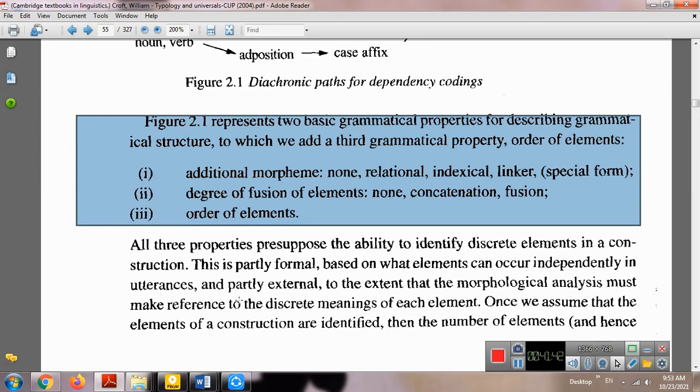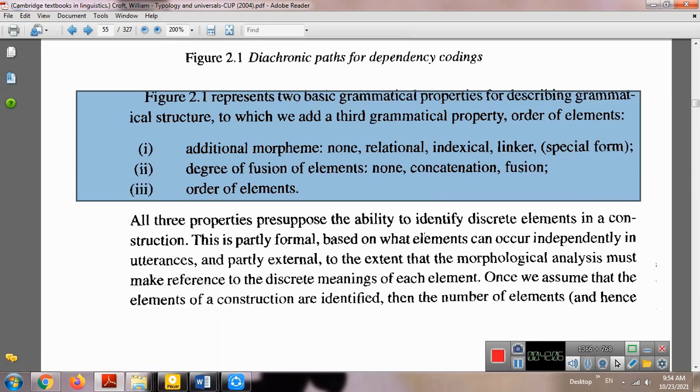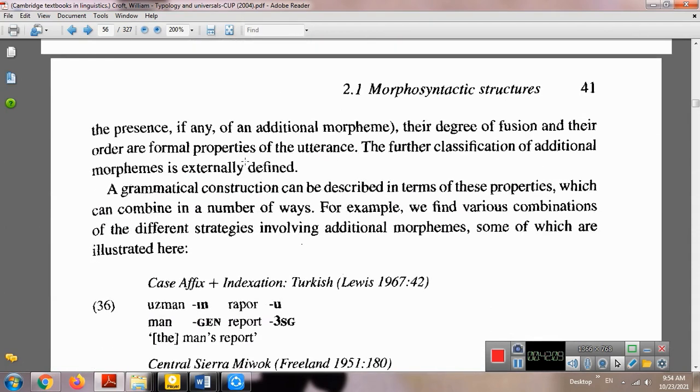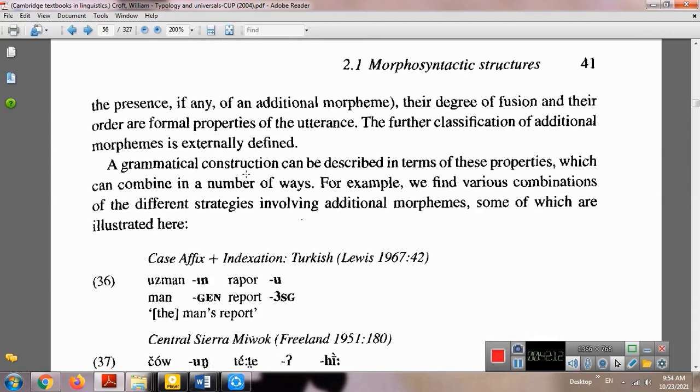presuppose the ability to identify discrete elements in a construction. This is partly formal, based on what elements can occur independently in utterances, and partly external to the extent that the morphological analysis must make reference to the discrete meaning of each element. Once we assume that the elements of a construction are identified, then the presence, if any, of an additional morpheme, their degree of fusion, and their order are formal properties of the utterance. The further classification of additional morphemes is externally defined.